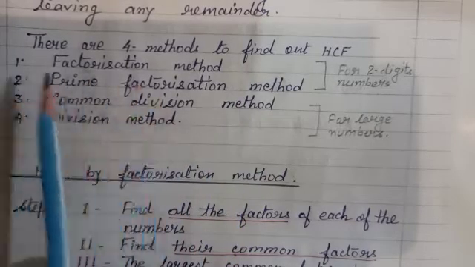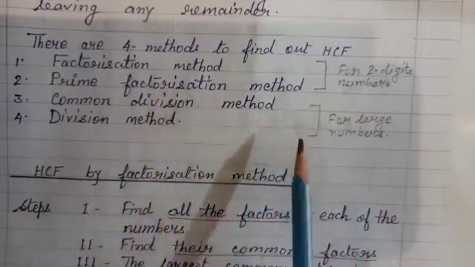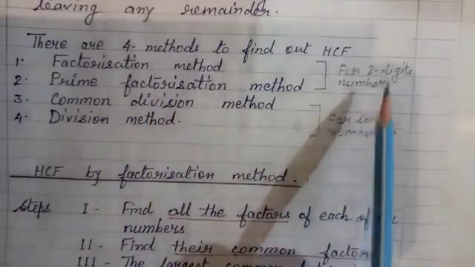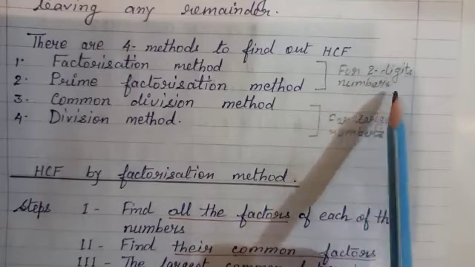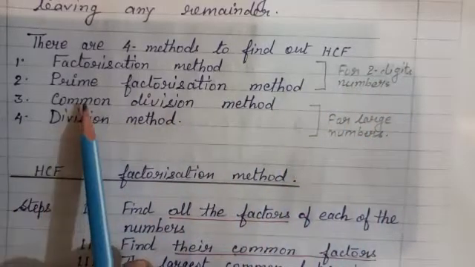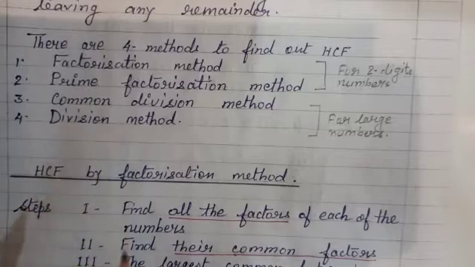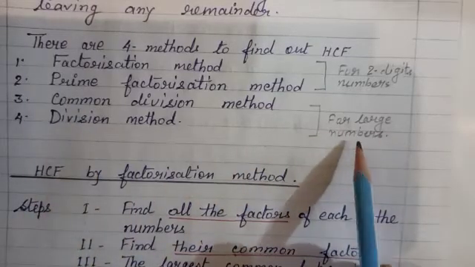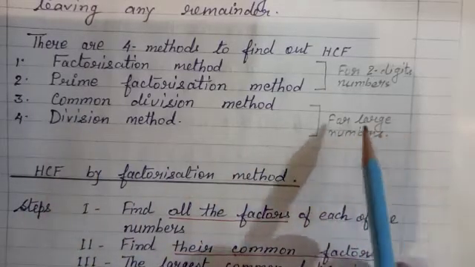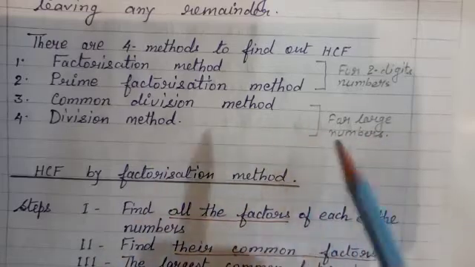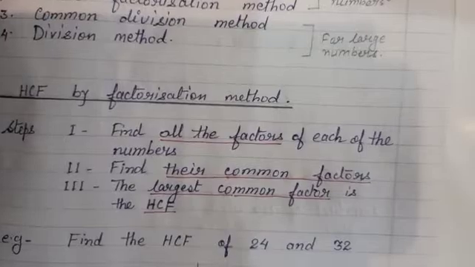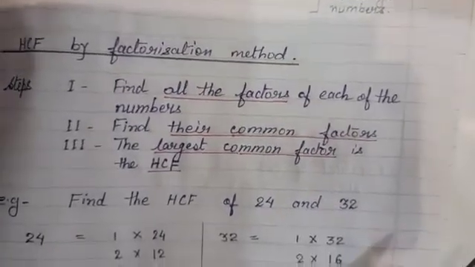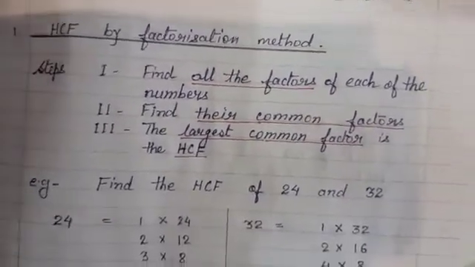Out of these four methods, the first two methods are normally used for finding the HCF of small numbers, two-digit numbers. And methods 3 and 4 we normally use to find the HCF of large numbers like 3-digit numbers or 4-digit numbers. So first of all we will see HCF by factorization method. How to find the HCF by factorization method.